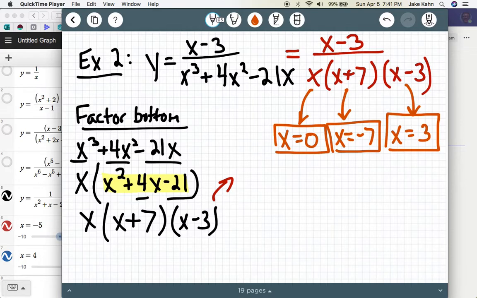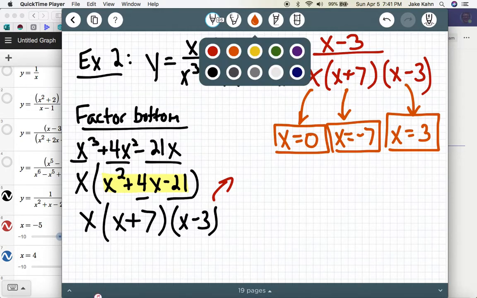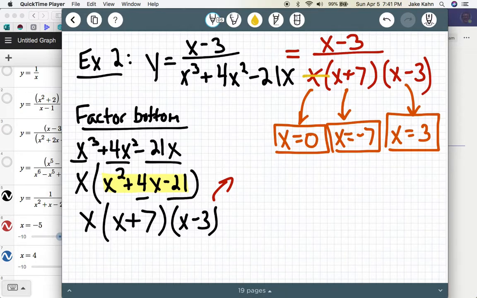Next, I am going to check whether each point of discontinuity is a hole or a vertical asymptote. First one, x. Does that cancel out with the top? No. If you're wondering, I see an x right here, but I'm sorry, y'all, the factor is x minus 3. We do not see an x just by itself up there as a factor, which means that this does not cancel out. So x equals 0 will be a vertical asymptote.